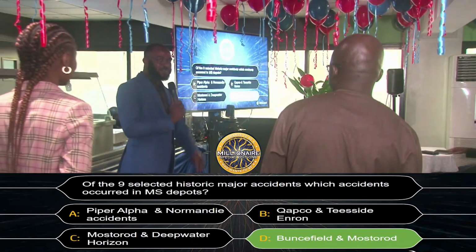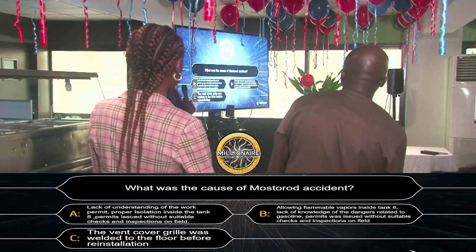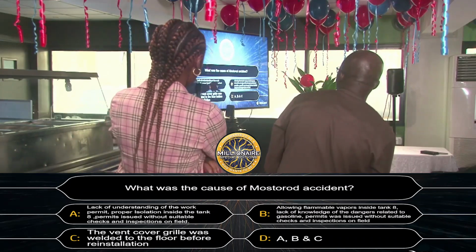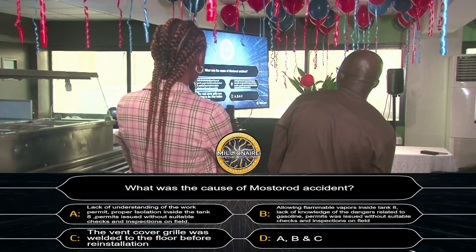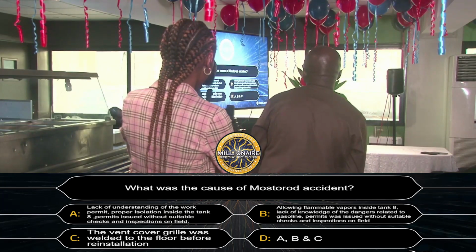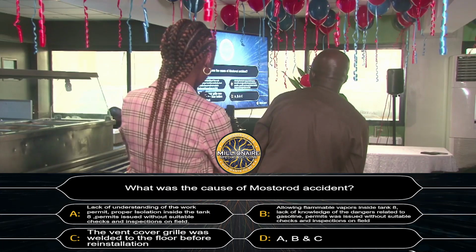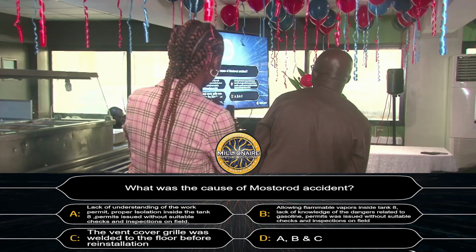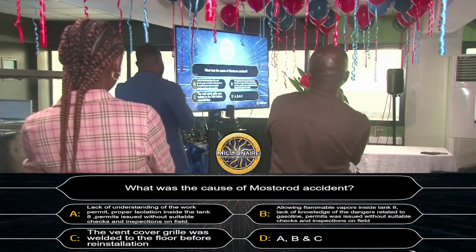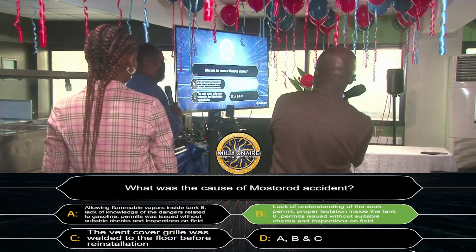Next question, please, for you, sir. What was the cause of the Mustard accident? A, lack of understanding of the work permit, proper isolation inside tank 8, permits issued without suitable checks and inspection on the field. B, allowing flammable vapors inside tank 8, lack of knowledge of the dangers related to gasoline, permits issued without suitable checks and inspection on field. C, the vent cover grill was welded to the floor before reinstallation. D, A and B. Final answer? D. Let's see if it's correct. Sorry, that was the wrong answer. Madam Ifoma, to you.